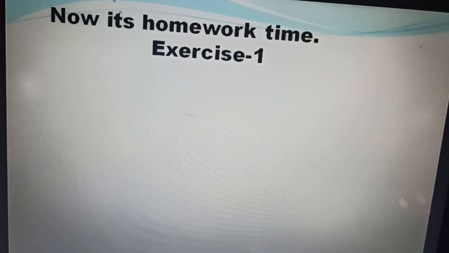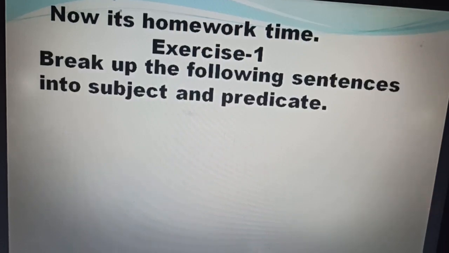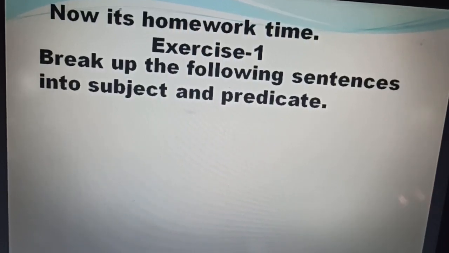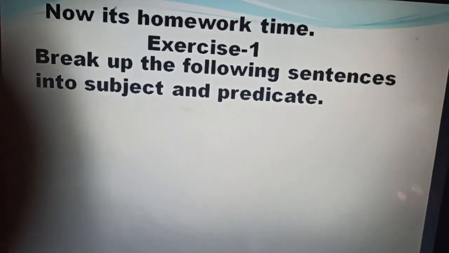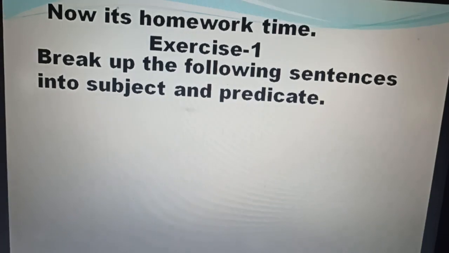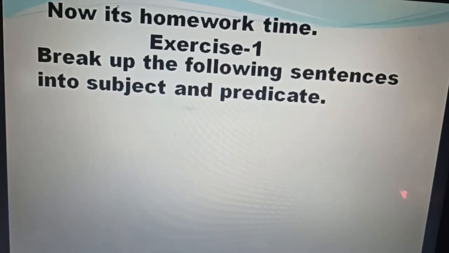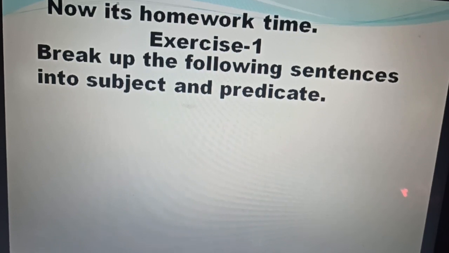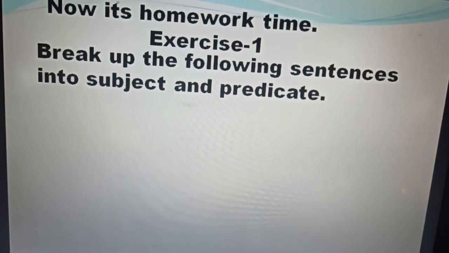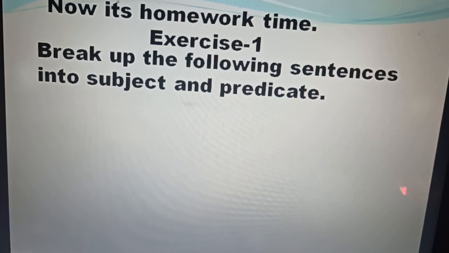Now it's homework time. You have to break up the sentences into subject and predicate, as I have told you what is subject and what is predicate. You have to bifurcate subject and predicate in the sentence and write separately in 2 columns. You can write like that also, or you can put S for subject and P for predicate.